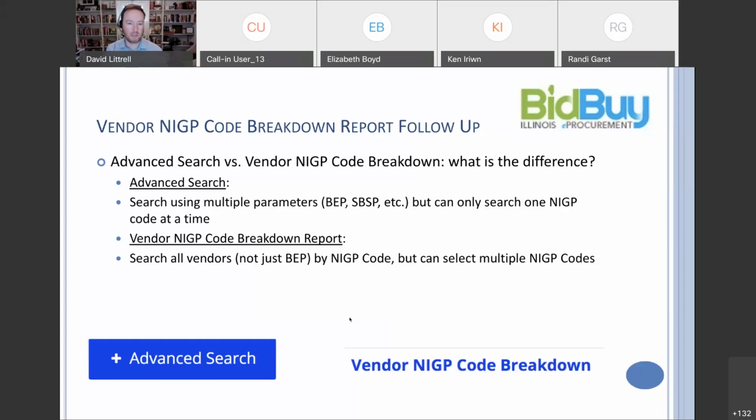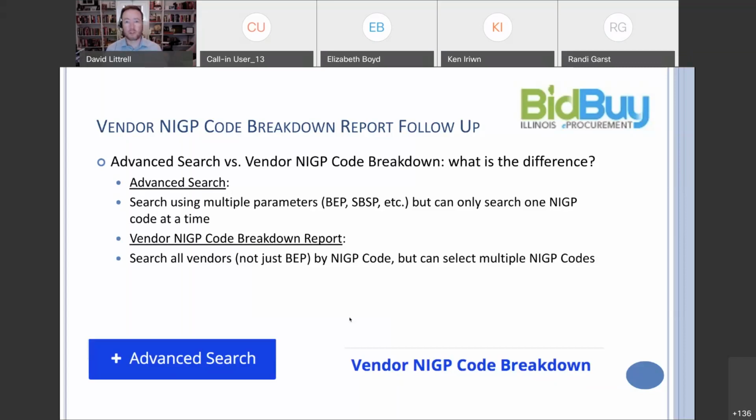It's not just BEP. That's where I said it a few different times last week, and I hope you received my clarification email immediately after. I said a few different times that when you're searching for BEP vendors, I want to be super clear, and hope you got that correction email right after the call, but it's all vendors. You can't search by BEP vendors via NIGP code. That NIGP code breakdown report is for all vendors, not just BEP.